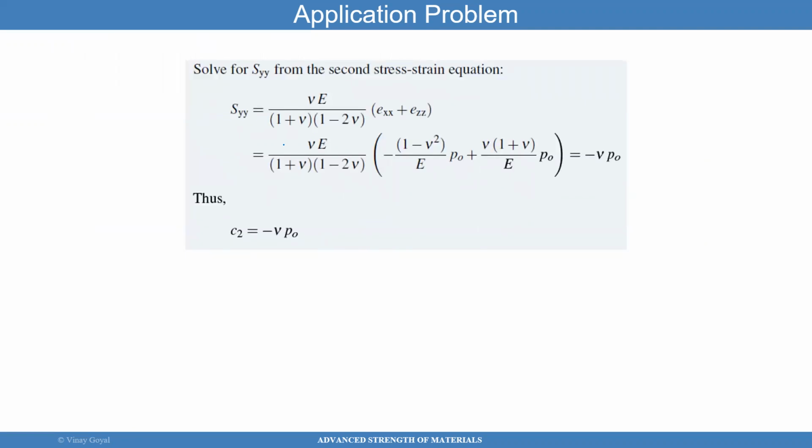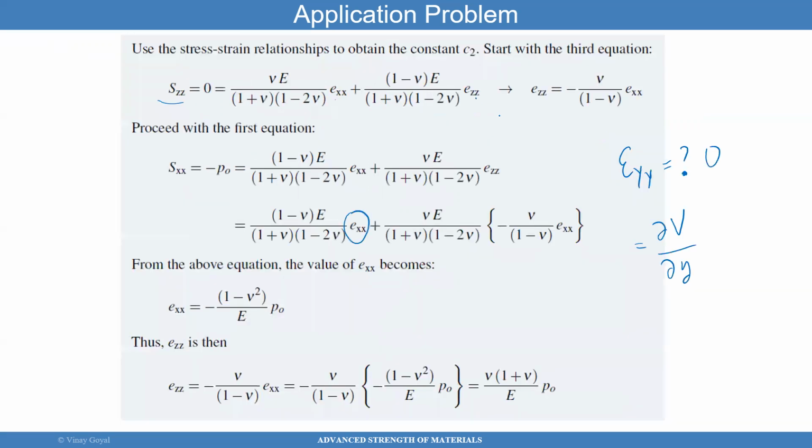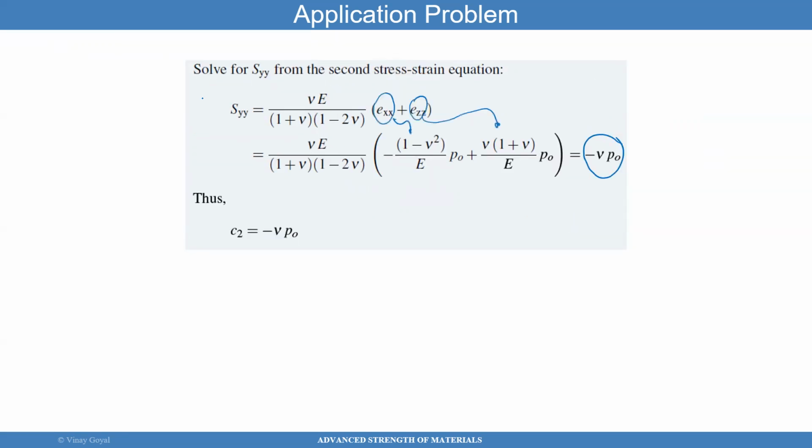So the stress in the Y direction turns out to be minus nu times P naught. It actually simplifies to that. And that stress is constant throughout that block. Because I found epsilon XX, right? I solved for that. I know epsilon ZZ because epsilon ZZ depends on epsilon XX, and that came from one of the equations. Then I can calculate stress in the Y direction.